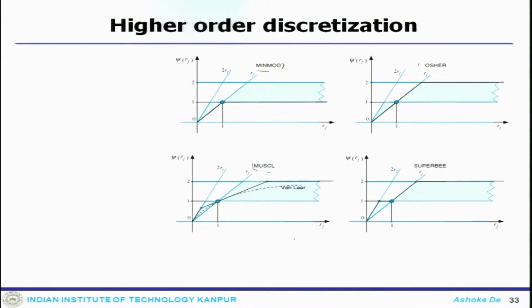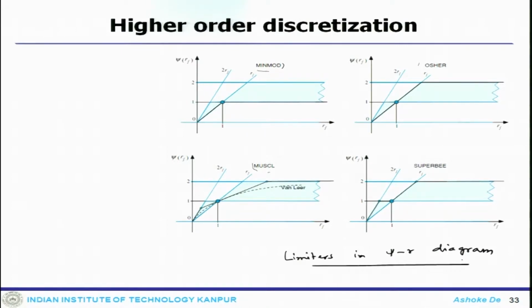So, these are limiters in the psi r diagram. So, this is what it shows. Now, how can one actually get this functional form for all of these?